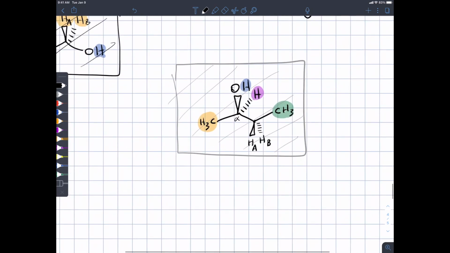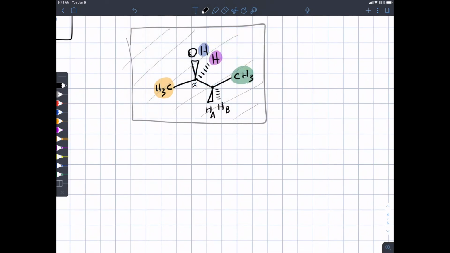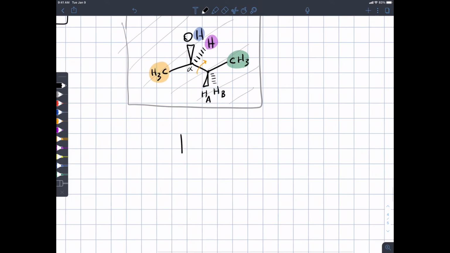Okay, are HA and HB the same? Do they experience the same environments? No, they can't. HA is on the same side as OH, whereas HB is on the opposite side from OH. So they can't be exchanged by a symmetry operation. Now, you could say, well, evil Dr. Price, I know that I can rotate around carbon-carbon bonds, so let's rotate around that bond and bring the methyl group here and the other methyl group there. Now we have the OH group here and the proton here, but HA is still here and HB is still there.